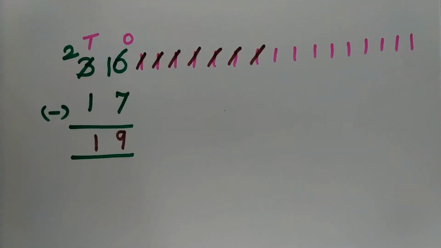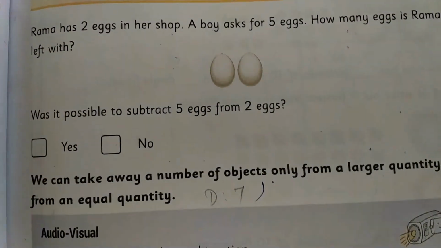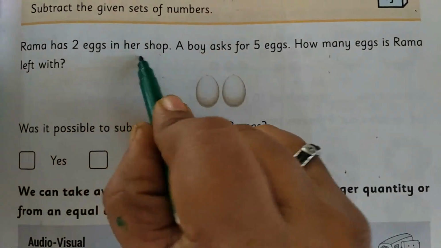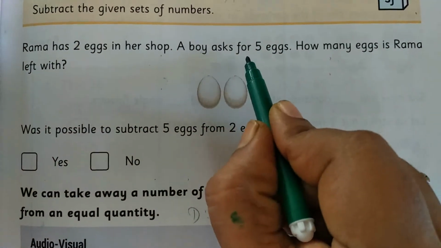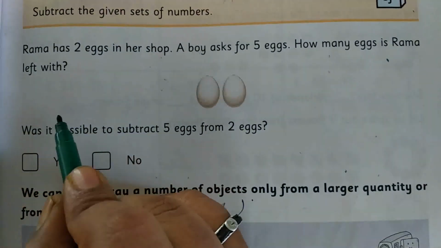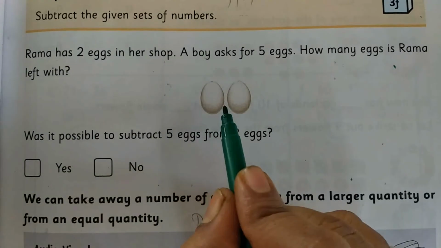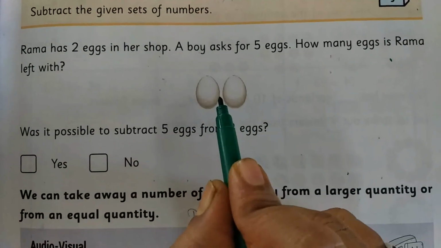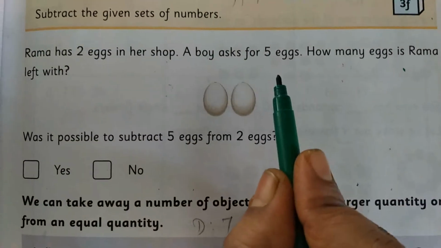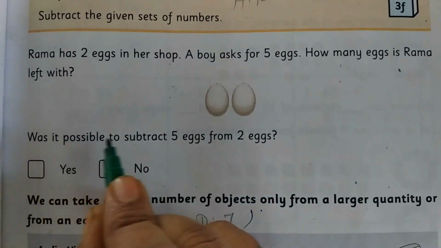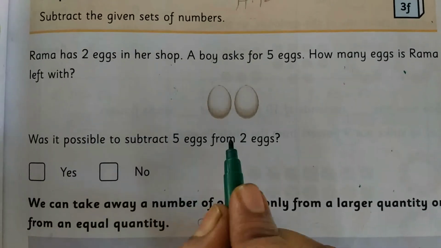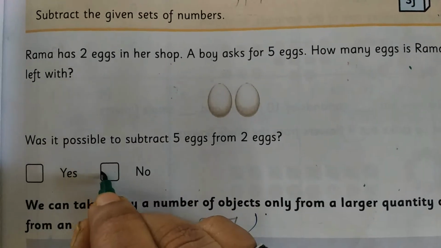Okay. Now take page number 57. See here. Rama has 2 eggs in her shop. A boy asks for 5 eggs. How many eggs is Rama left with? So he has only 2 eggs. Okay, from 2 can he take 5 eggs? No, this is not possible. Okay, was it possible to subtract 5 eggs from 2? No, you cannot subtract. So you want to tick the answer no.